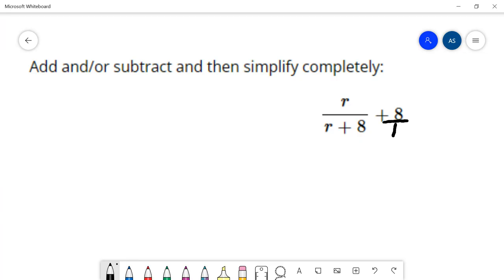To get that common denominator, we want the two denominators to match each other. Since this one is a 1, I'm just going to try to match it to the other one. We're going to have that common denominator become r plus 8. Now when we change the denominator, we're going to multiply by a form of 1. So we're going to multiply by a fraction with r plus 8 over r plus 8.